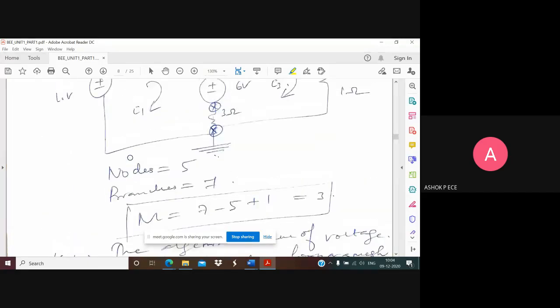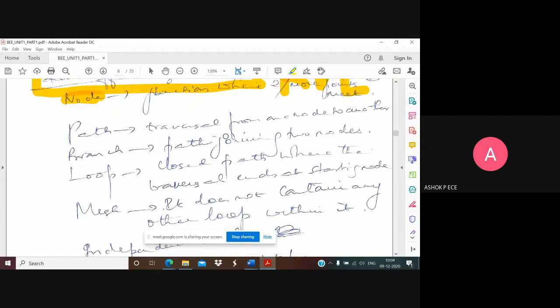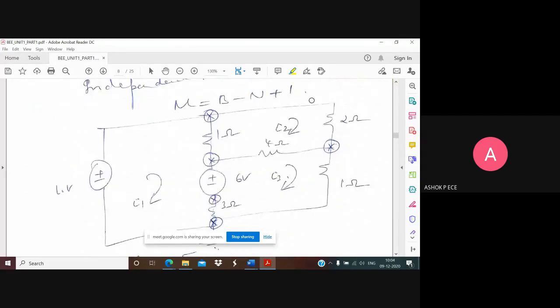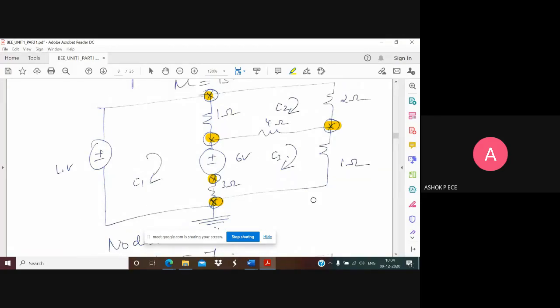And when you want to learn KVL, you have to understand some basic things. What is a node? In a circuit, a node is a junction where two or more branches meet. So you take this sample circuit, you have a node here, here, here, here, and here. So totally how many nodes do we have? We have 5 nodes in this circuit.